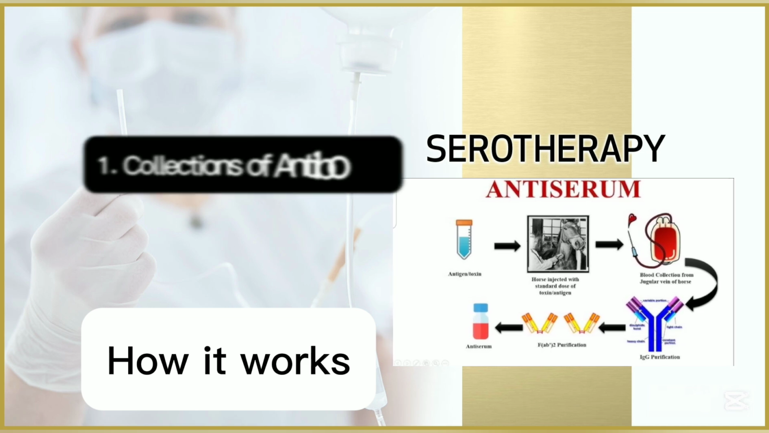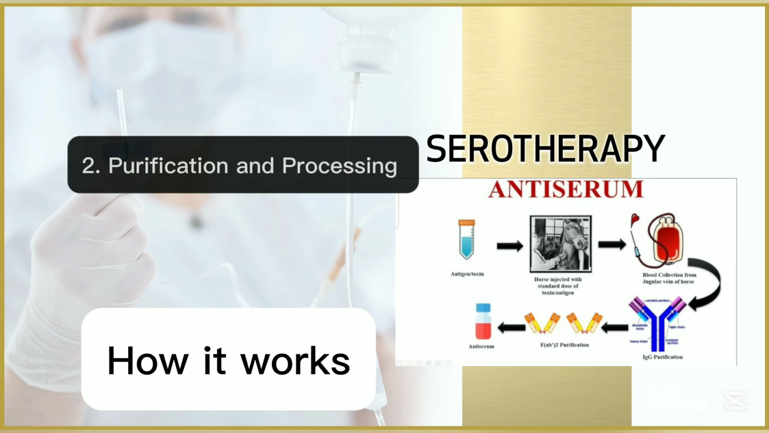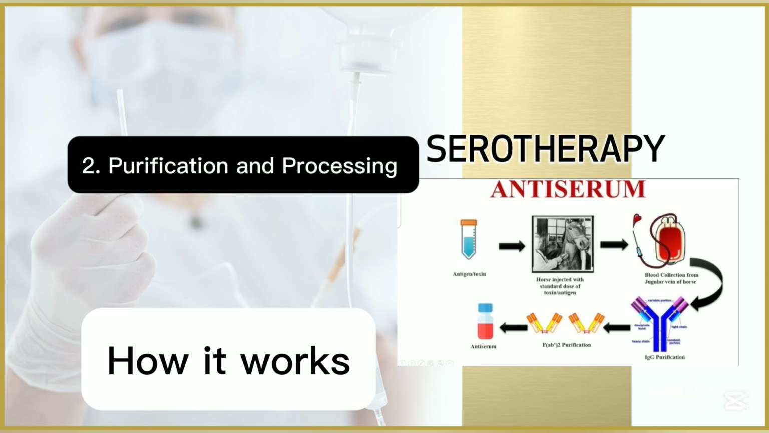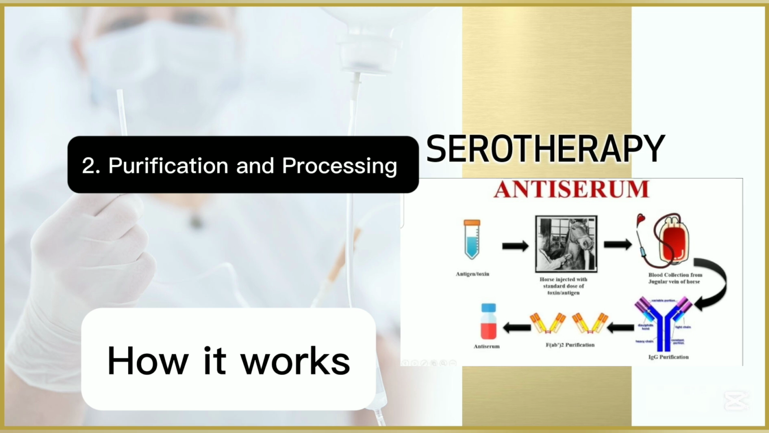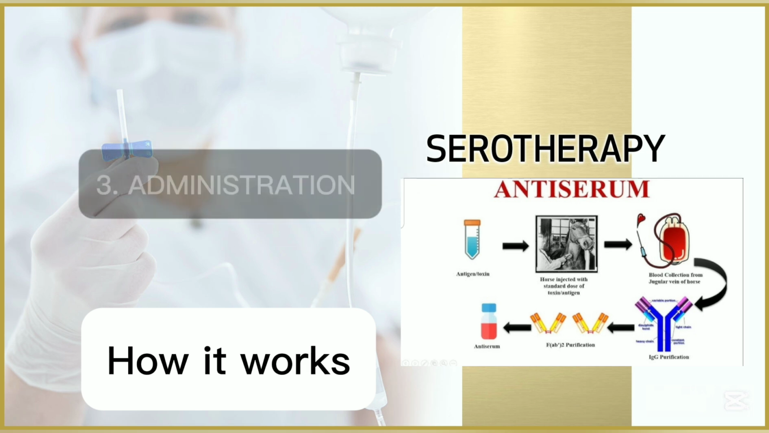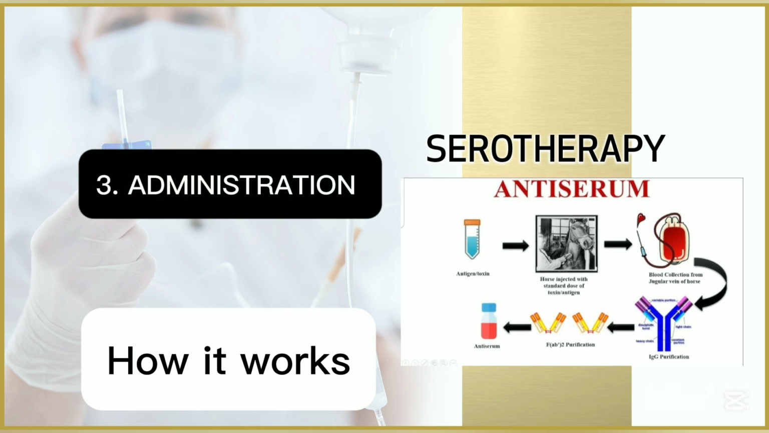The second step on how serotherapy works is purification and processing. This means the collected serum is processed and purified to extract the antibodies. That's to say, when this serum is taken from a person or an animal, it is processed and purified before being given to another patient. The third step is administration. This antiserum is injected or administered intravenously to the patient, depending on the type of infection that is being treated.